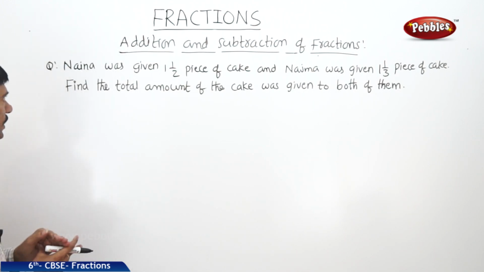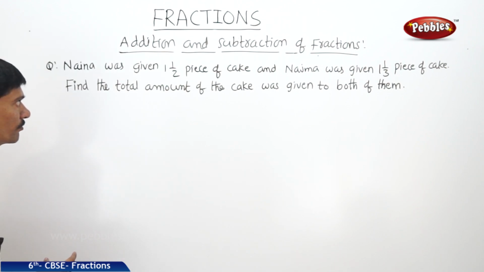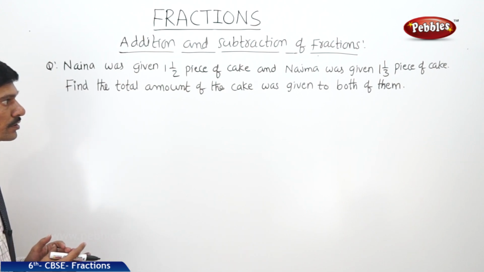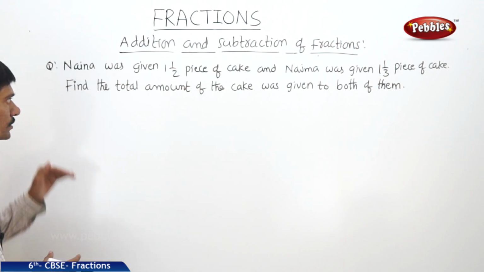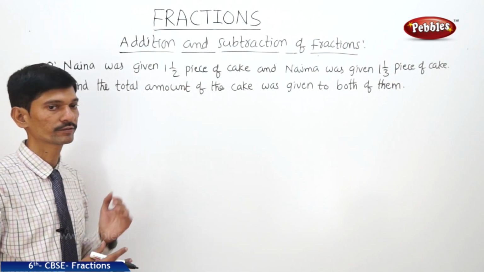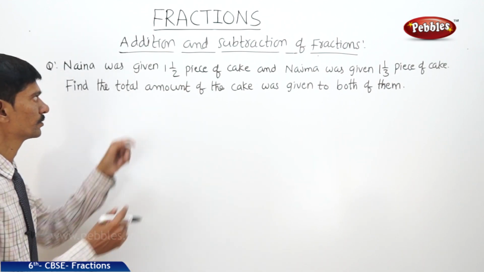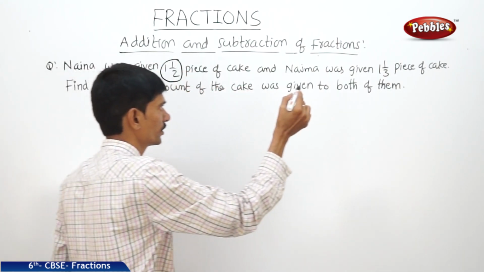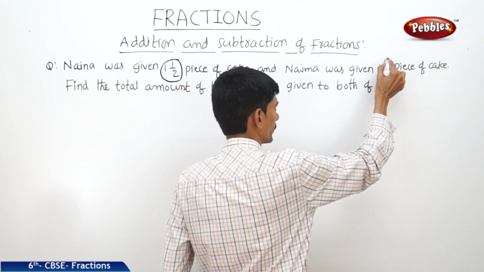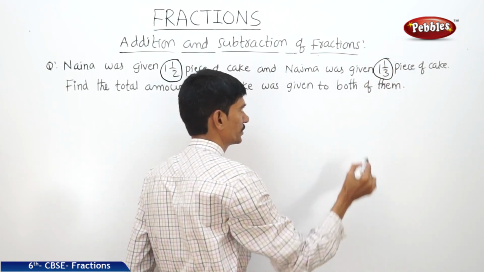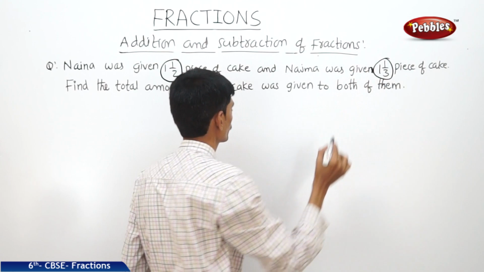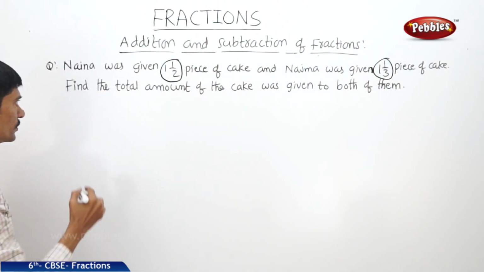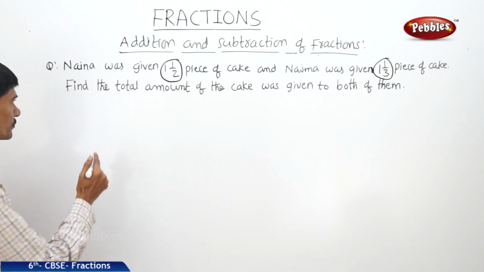Now the first question: Naina was given 1/2 piece of cake and Najma was given 1/3 piece of cake. Find the total amount of the cake given to both of them. So here Naina was given 1/2 piece of cake and Najma was given 1/3 piece of cake. We have to find the total amount of the cake given to both of them. Now let us write the statements for the question.